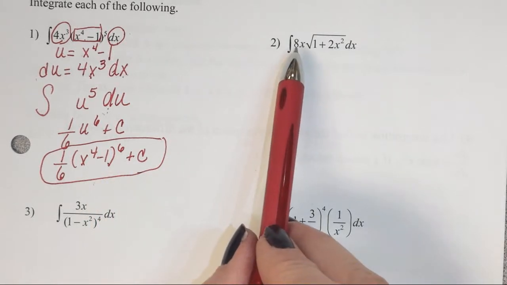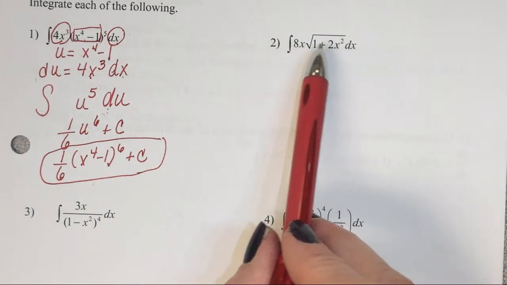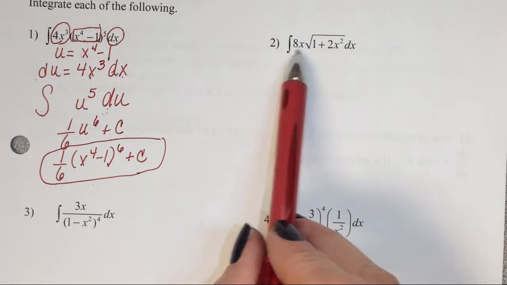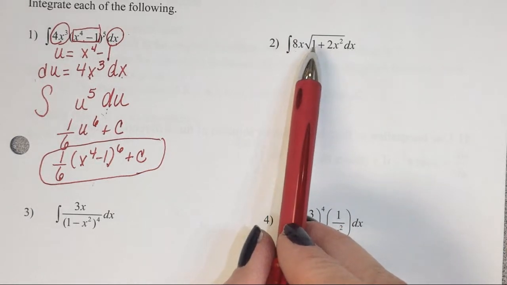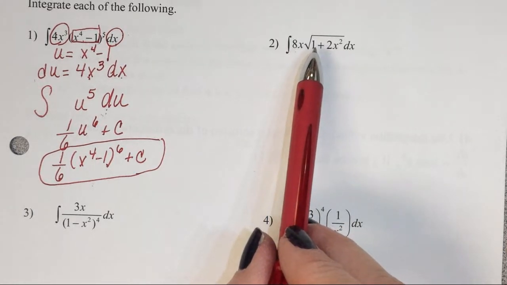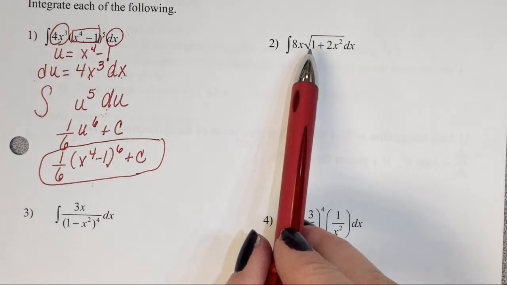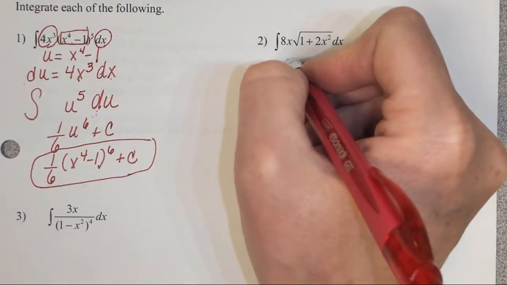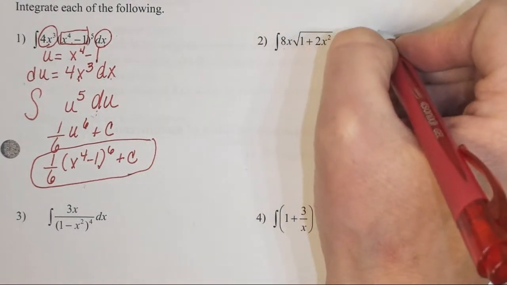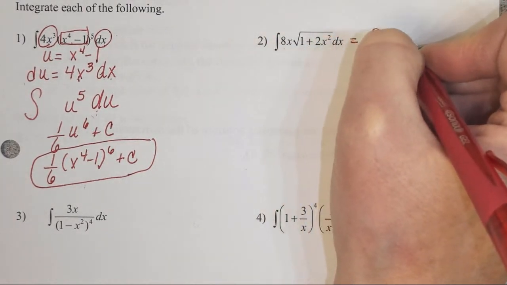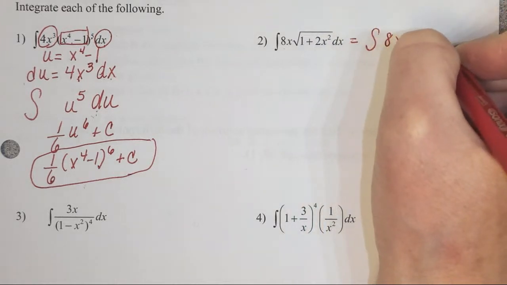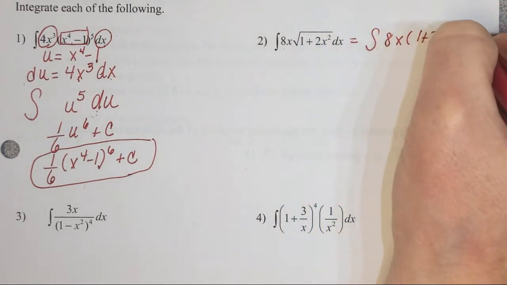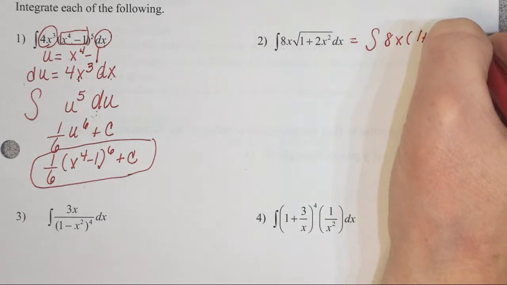Number 2, we look at it and we say, is it just a straight integral? It's not, because it's a product. We don't have a product rule for integration. We do with differentiation, but not integration. So that means we're going to try a u substitution. I could also think of this as the integral of 8x times (1 plus 2x squared) to what power? 1/2.